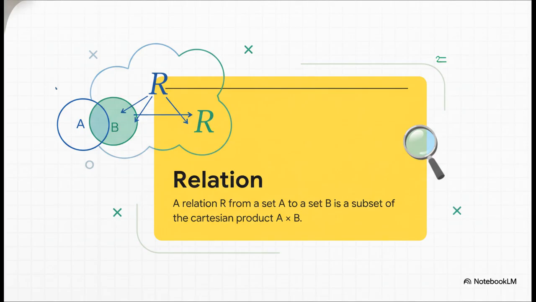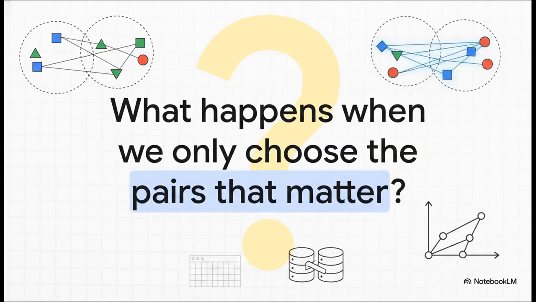And this is the big idea, the main takeaway. The Cartesian product isn't the end of the story, it's just the beginning. It creates the entire universe of all possible connections. And a relation is simply us choosing a specific group of those connections that we actually care about for some reason. And this leaves us with a final and incredibly powerful question.